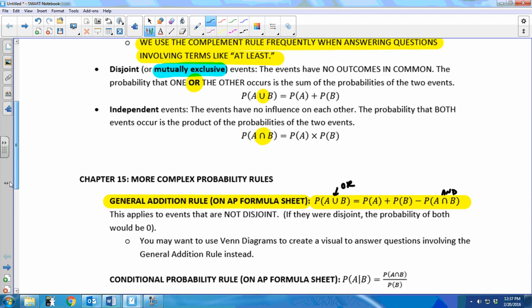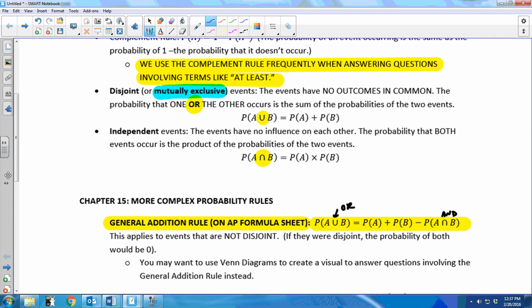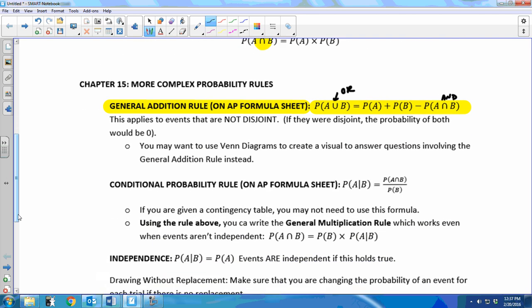So we just talked about this 5 seconds ago. If the events are disjoint, the probability of one or the other occurring is just adding them together. Well, what if you have events that aren't disjoint and you want to figure out the probability of one or the other happening? Then you have this formula.